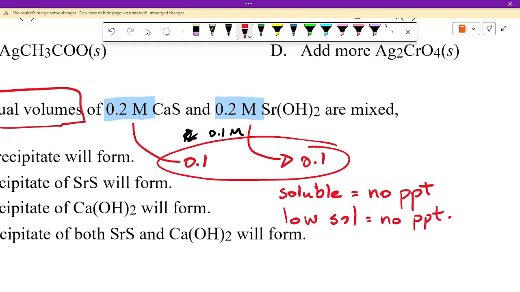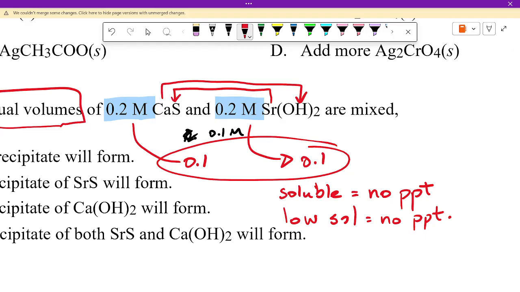You need to calculate it? No, you just look up and you say, is calcium soluble with hydroxide? Is strontium soluble with sulfide? And then from there you just say, okay, good, done.